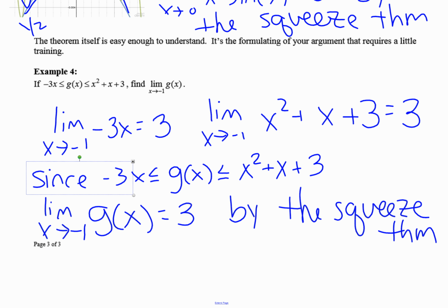That's the rest of 1.2. You have a lot of time to work on your worksheet, so go ahead and use it.